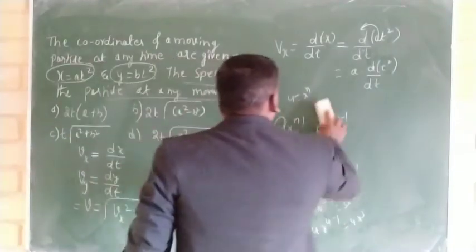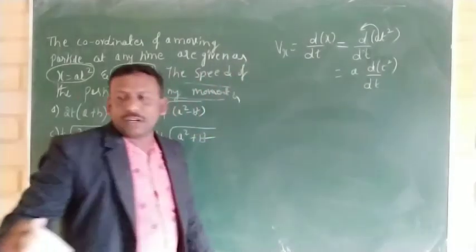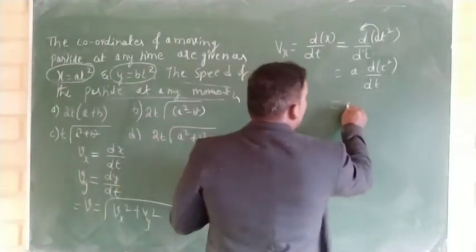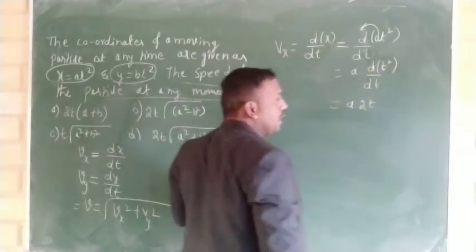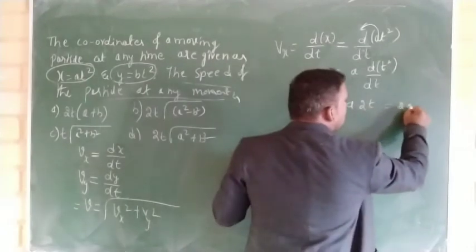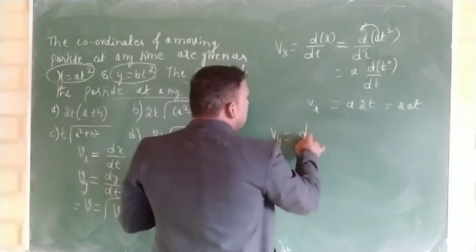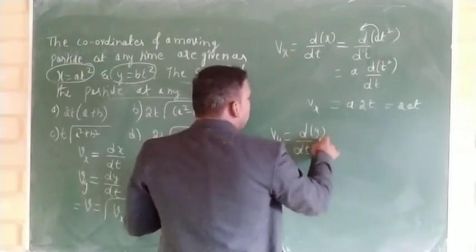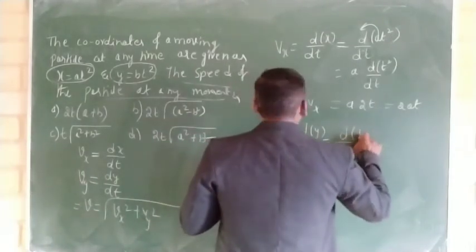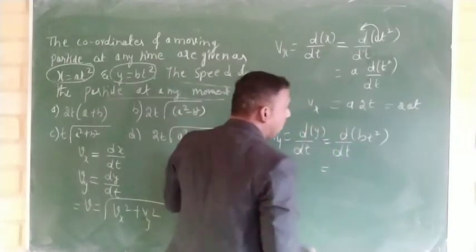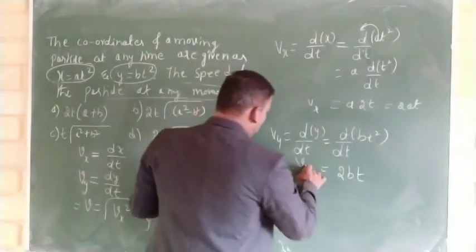Therefore, how to differentiate d by dt of t square. Here a is constant, therefore differentiation of t square is 2t, that is equal to 2at. Vx is equal to 2at. Vy is equal to d by dt of y, and the y value is bt square. Therefore, similarly, 2 times bt is the vy value.